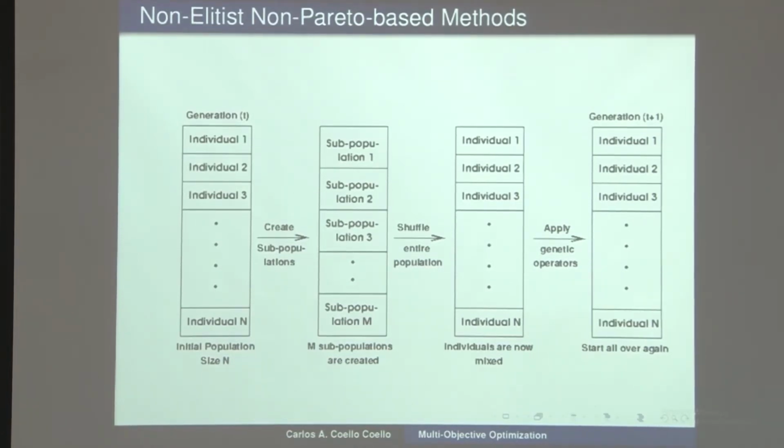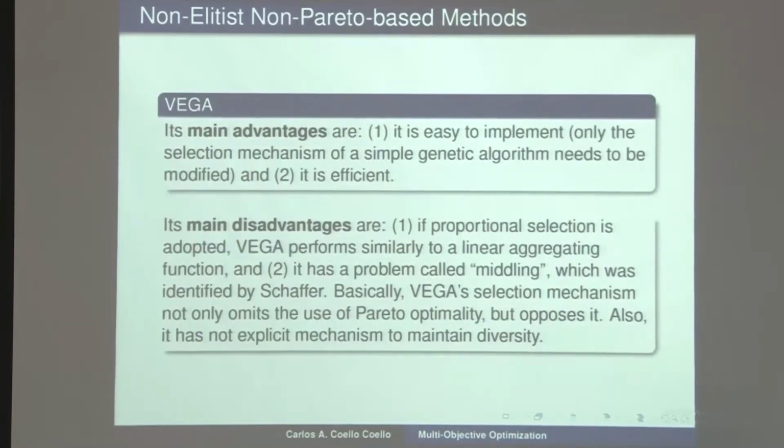Of course it worked. He tried with 2 objectives, and he tried with a very simple test problem, which was very famous for many years. So very, very naive. Main advantages is very easy to implement. It's, of course, very efficient. The main disadvantage, it has some funny disadvantages. One, of course, is if you use proportional selection, and David Schaffer will deny this, but this is a fact, VEGA behaves as a linear aggregating function.